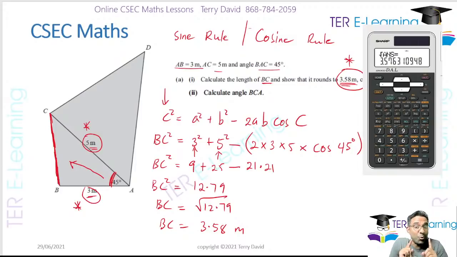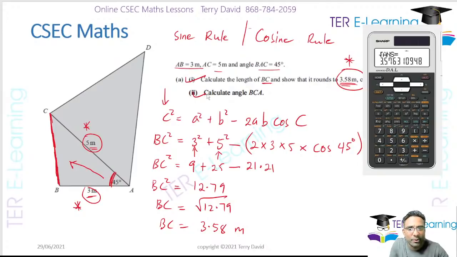Right, so you all need to know when we can use the cosine rule. There are only two conditions where we use the cosine rule. We must be given all sides and no angles, or we can be given two sides and the angle between those two sides, right? So that's part one. That's what we did here.